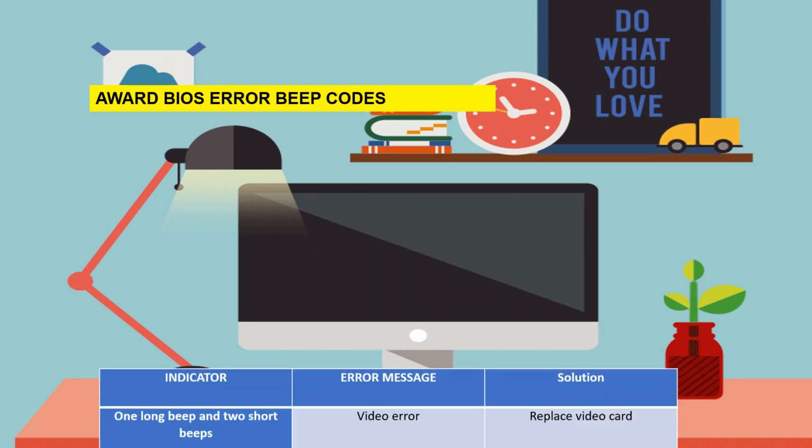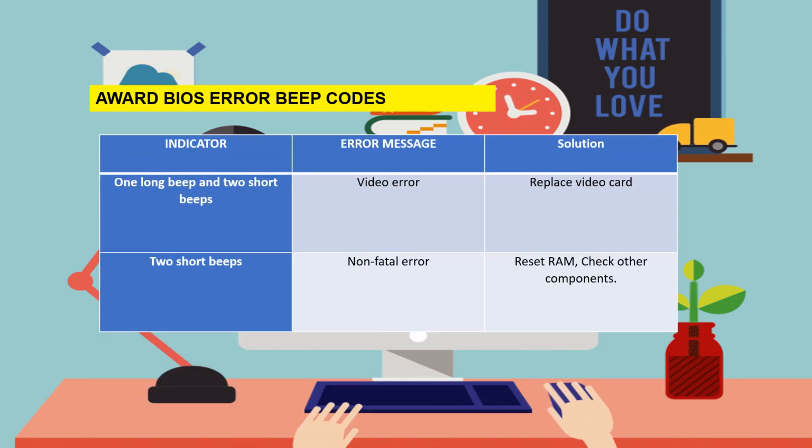Award BIOS error beep codes. We have the indicator, error message, and solution. So, 1 long beep and 2 short beeps. Video error. Replace video card. 2 short beeps. Non-fatal error. Reset RAM. Check other components.